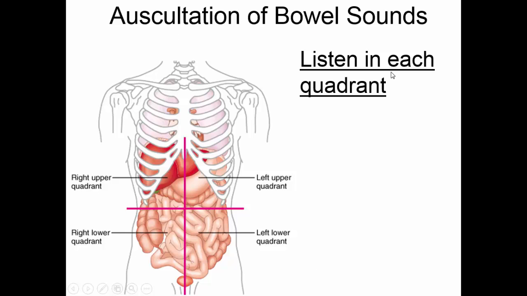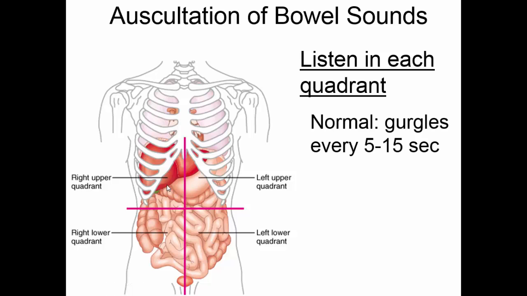You can also listen to bowel sounds. Now we divide the abdomen into 4 quadrants: the right upper quadrant, left upper quadrant, right lower quadrant, left lower quadrant. You want to listen in each of the 4 quadrants. Typically you hear gurgles every 5 to 15 seconds if everything is going like it should. If there are decreased bowel sounds, you don't hear bowel sounds at all, or it's much longer between bowel sounds, this can indicate that there's some sort of obstruction.